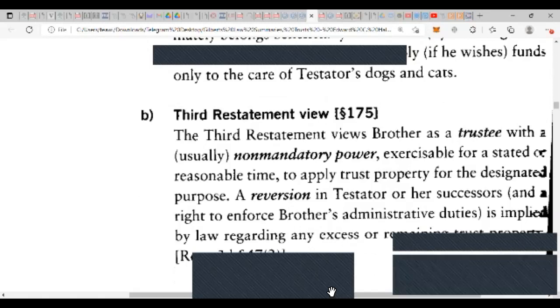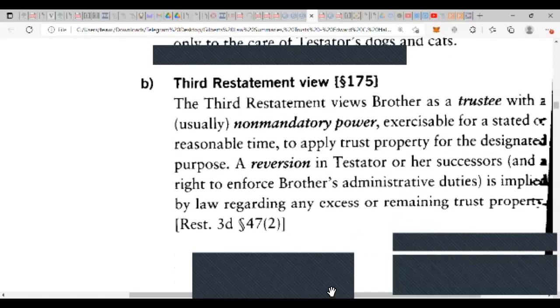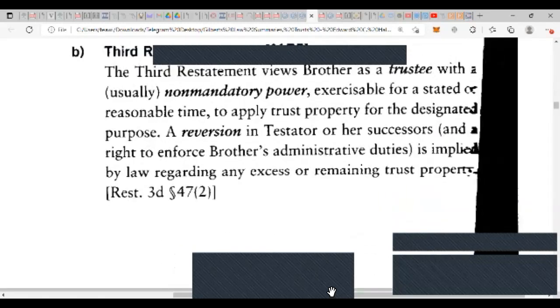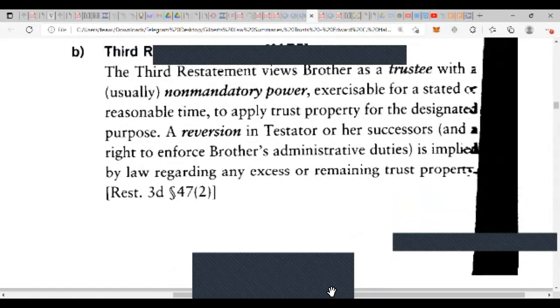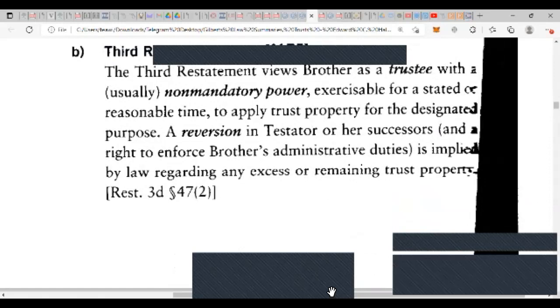B. Third Restatement view, Section 175. The Third Restatement views brother as a trustee with a usually non-mandatory power, exercisable for a stated or reasonable time, to apply trust property for the designated purpose. A reversion in testator or her successors, and a right to enforce brother's administrative duties, is implied by law regarding any excess or remaining trust property.